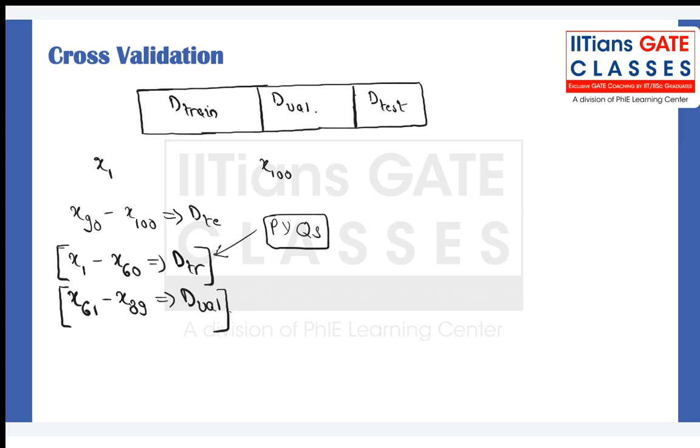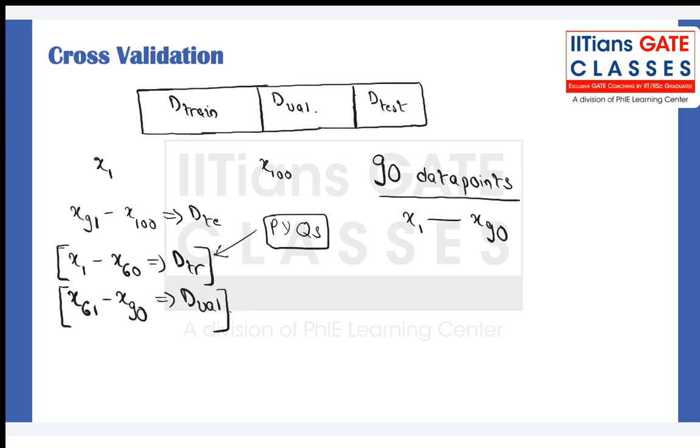Let me give you another small hint. Okay. So again, let me clarify this one. I think this will be x91 till x100, the 10 data points, and this will be x1 till x90. Okay. So these are 90 data points, correct? From x1 till x90.